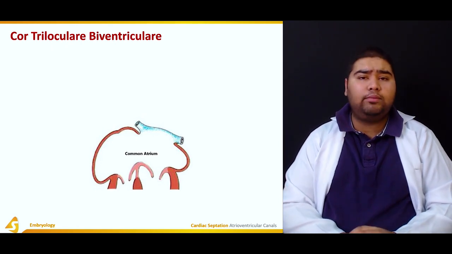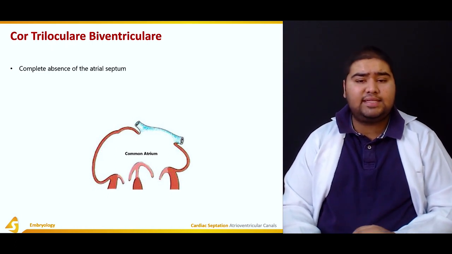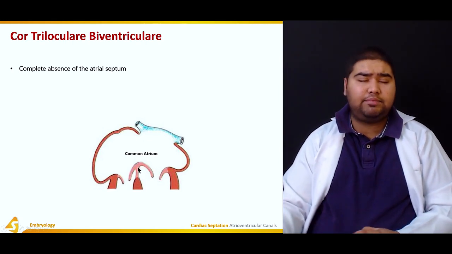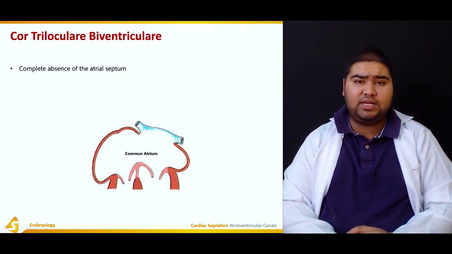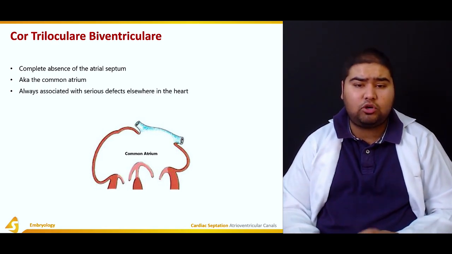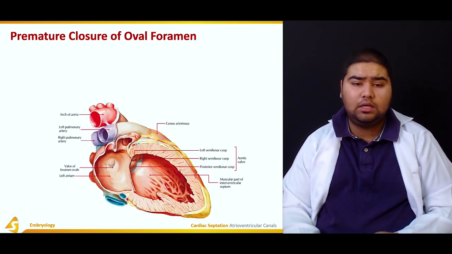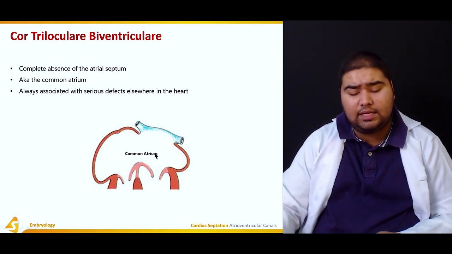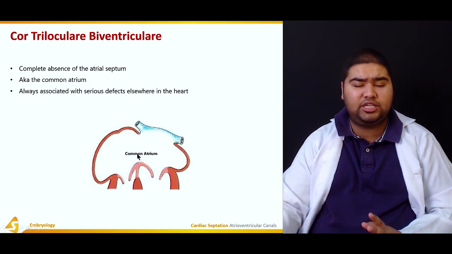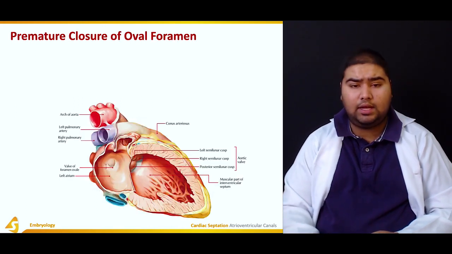So in common terms, it is known as a common or a single atrium. It is complete absence of the atrial septum. Here you can see an atrial septum has not been formed. It is completely devoid of an atrial septum, hence the name common atrium. It is always associated with serious defects elsewhere in the heart. Here you can see the defect, a combined large atrium with no partition in between, and it is always associated with defects in other parts of the heart.